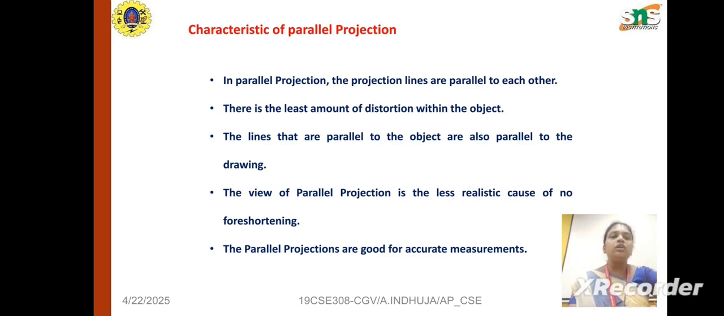The fourth point is that the view of parallel projection is less realistic because of no foreshortening. Parallel projections are good for accurate measurements. So when we need accurate measurements, we can go with parallel projection instead of perspective projection.